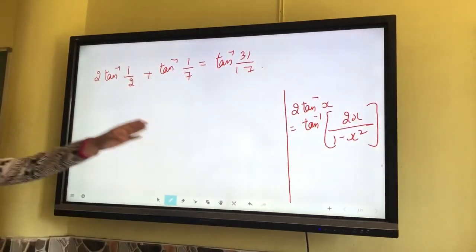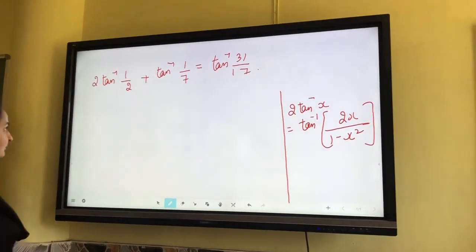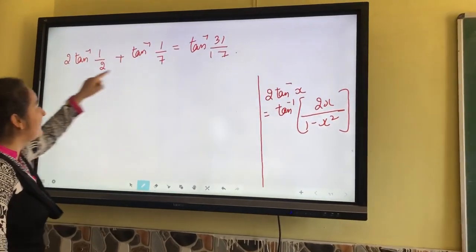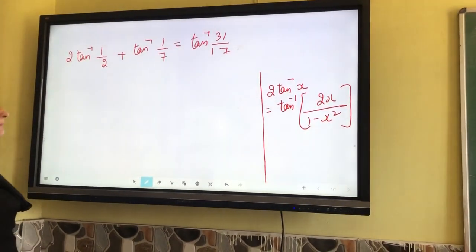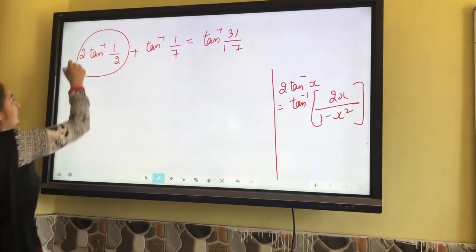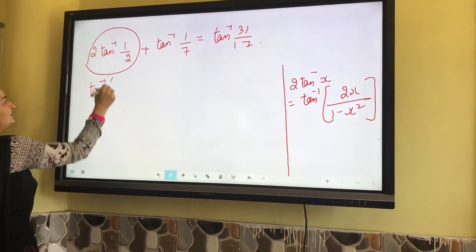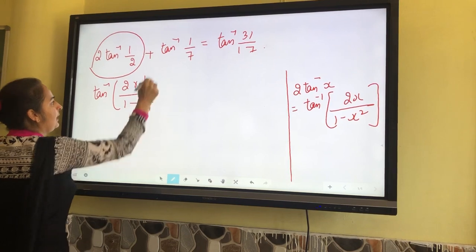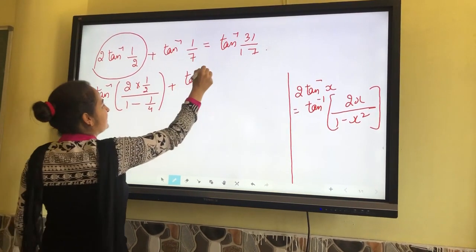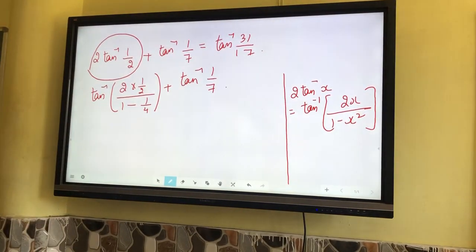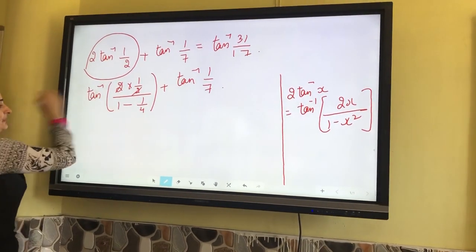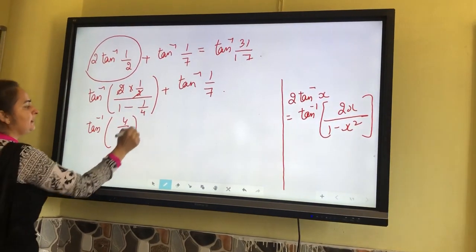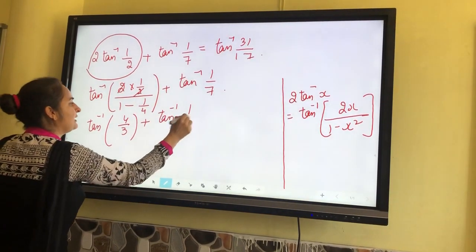And I am applying this formula in this question. What is the formula? 2 tan inverse x. In place of 2 tan inverse x, here 2 tan inverse 1 by 2. Firstly, apply the formula only on this part. That is tangent inverse 2 into 1 by 2 whole divided by 1 minus 1 by 2 whole square, and there is no change in the next part, that is tangent inverse 1 upon 7. Now this will cancel and I am solving this part. Tangent inverse 4 upon 3 plus tangent inverse 1 upon 7.